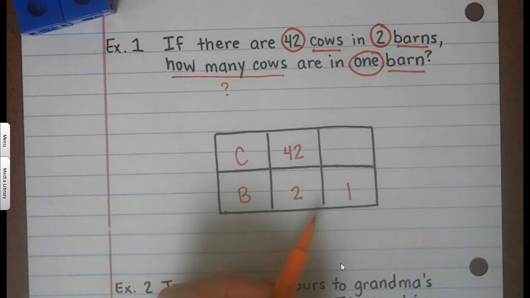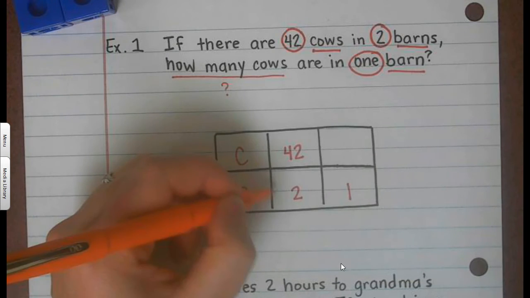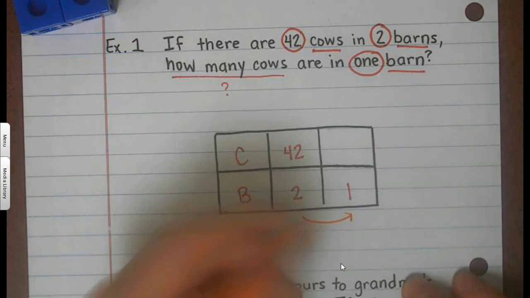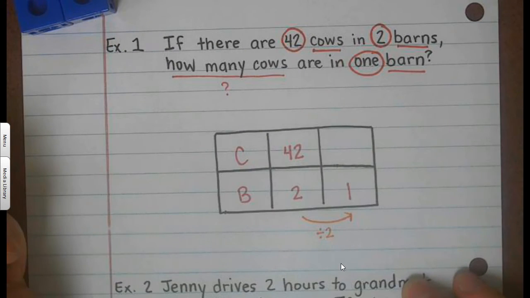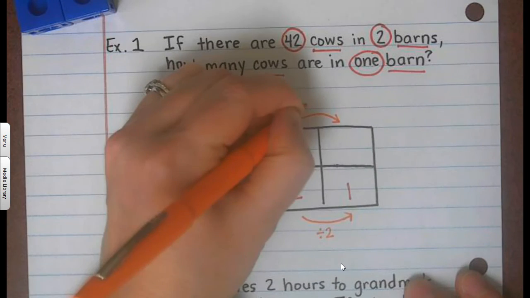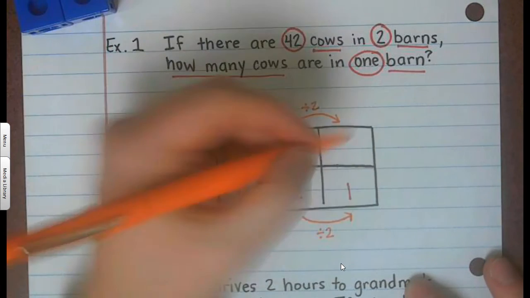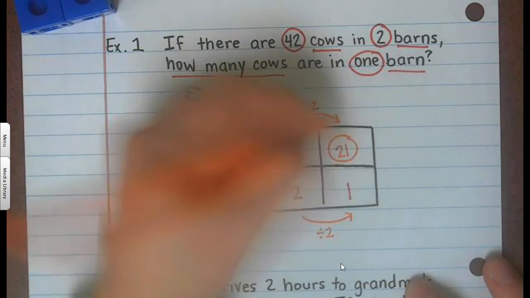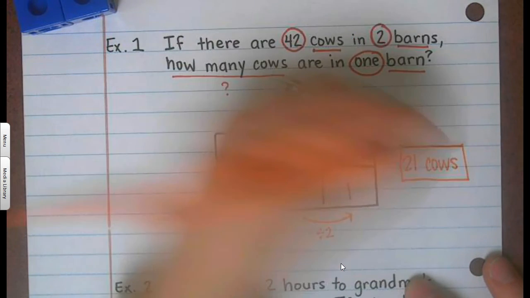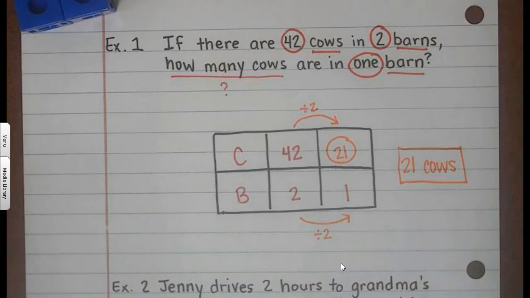These arrows are showing our relationship, either a multiplication relationship or a division relationship. So I could go up here, that's getting bigger, so I'd have to multiply. Or, in this case, I'm going to go this way, because 2 divided by 2 gives me 1. So I can draw a matching arrow up there and do the same thing. 42 divided by 2 is 21. And so our answer is 21 cows. Remember that your relationship can only be multiplication or division. You can't add or subtract.